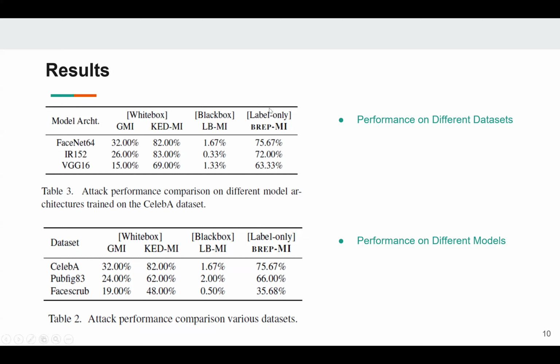So moving on to performance on different models. This is the performance on different models, table 3. They use the attack on multiple different models trained on the same dataset. Table 3 shows that the BREPME algorithm indeed continues to perform well on a variety of target model architectures. It is achieving comparable performance to the white box attack and performing a lot better than the black box attack.